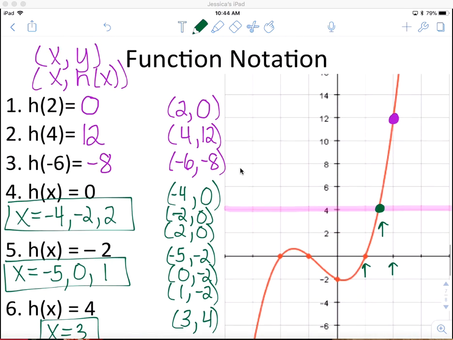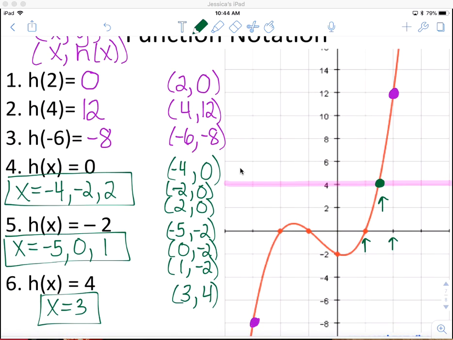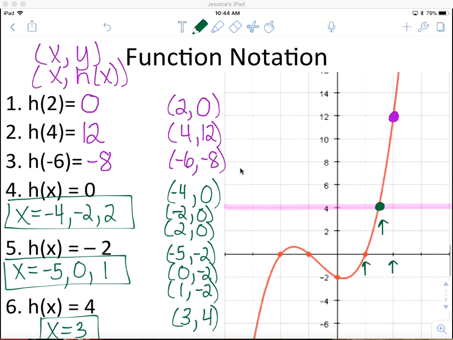That's all we're going to cover today for function notation. Make sure you remember the difference between the input and the output. And then remember, you already know how to do this math. It just looks a little bit funny because you've never seen function notation before.